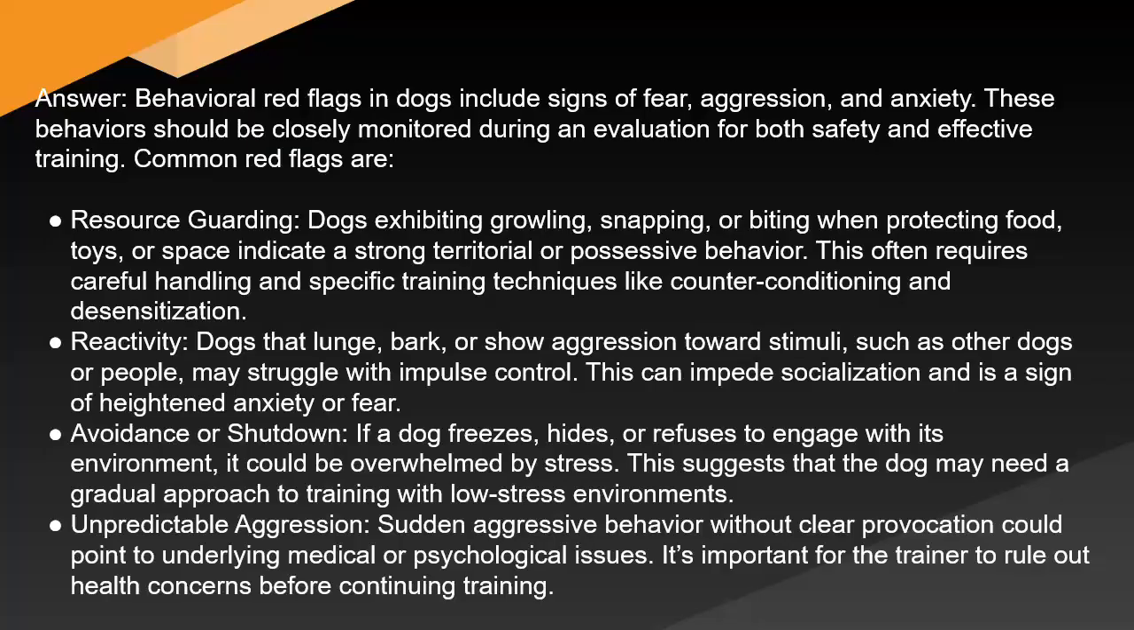Reactivity. Dogs that lunge, bark, or show aggression towards stimuli, such as other dogs or people, may struggle with impulse control. This can impede socialization and is a sign of heightened anxiety or fear. Avoidance or shutdown. If a dog freezes, hides, or refuses to engage with its environment, it could be overwhelmed by stress. This suggests that the dog may need a gradual approach to training with low-stress environments.